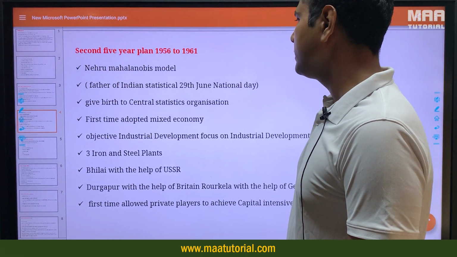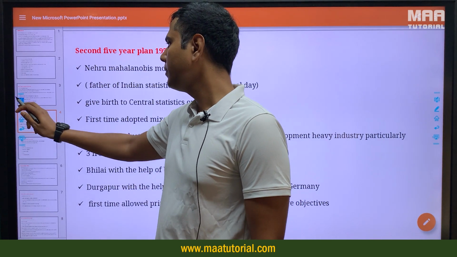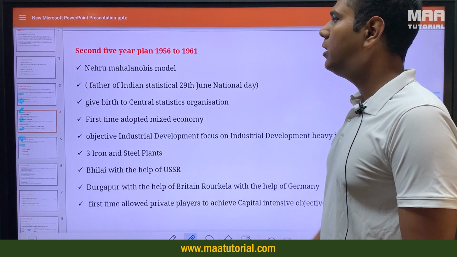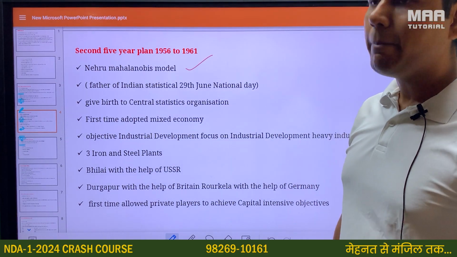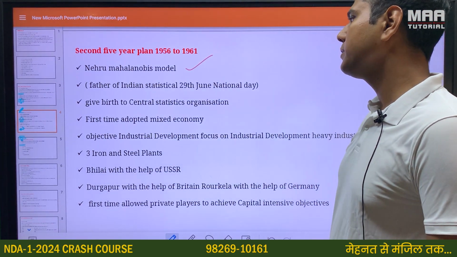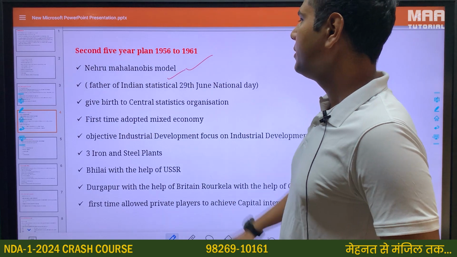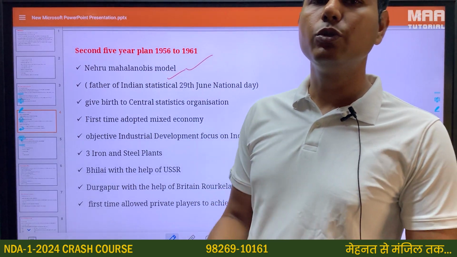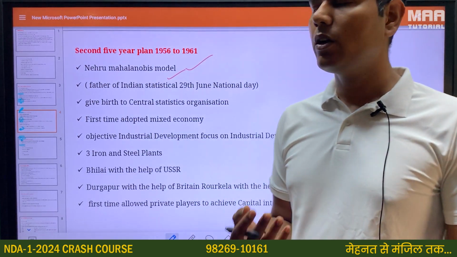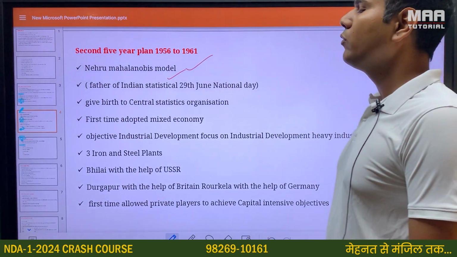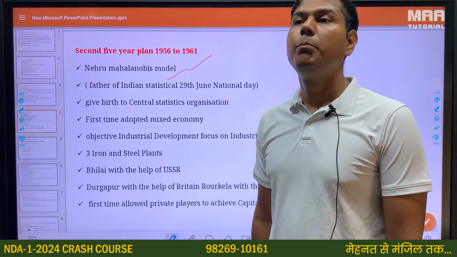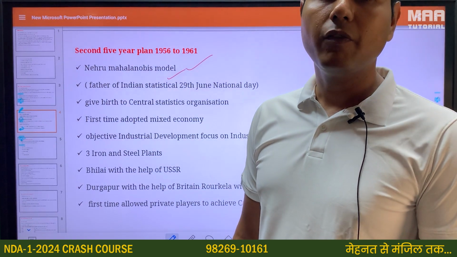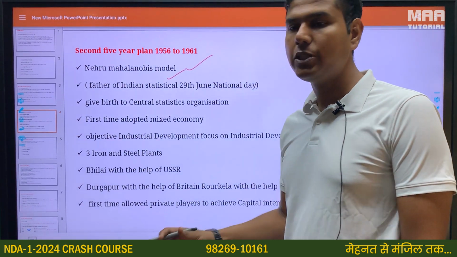So let's continue with the second 5-year plan. The second 5-year plan is called the Nehru Mahalanobis model. Mahalanobis ji is a very famous statistician. He used to do research in statistics, and he was a famous scholar of statistics. He was even a member of the Royal British Society, which is a privilege, and he was the best in the world.